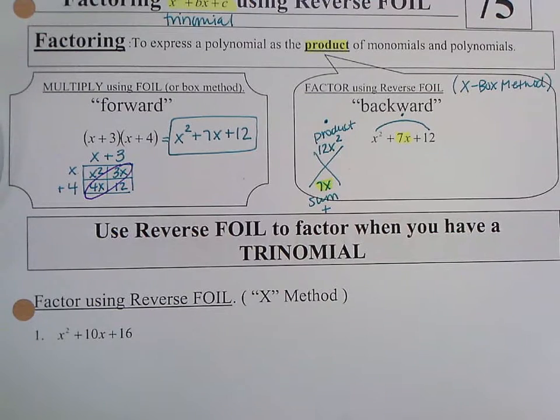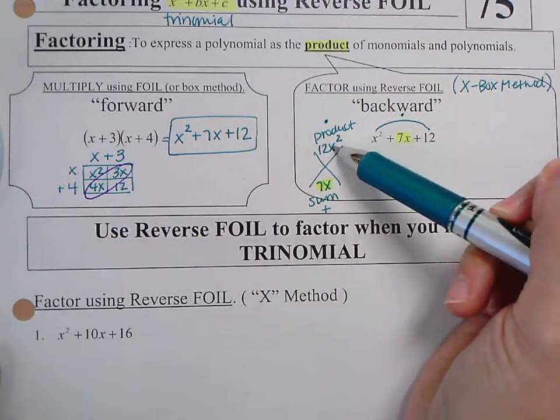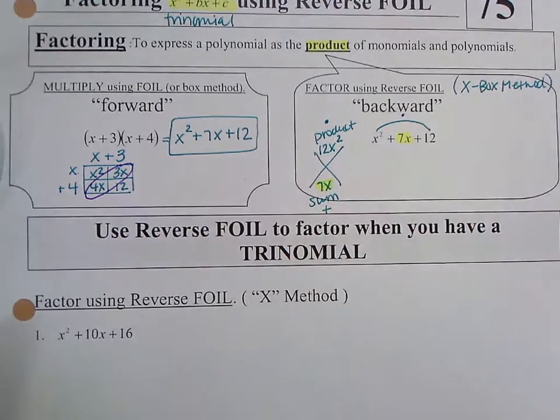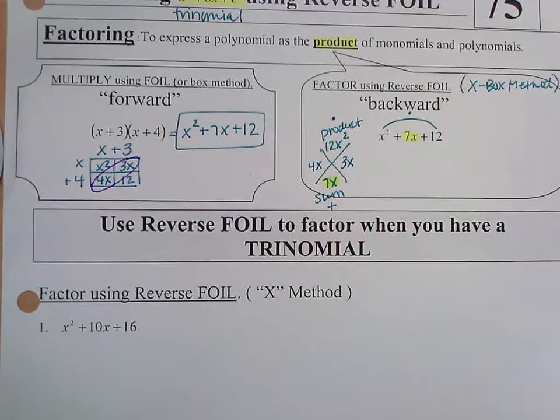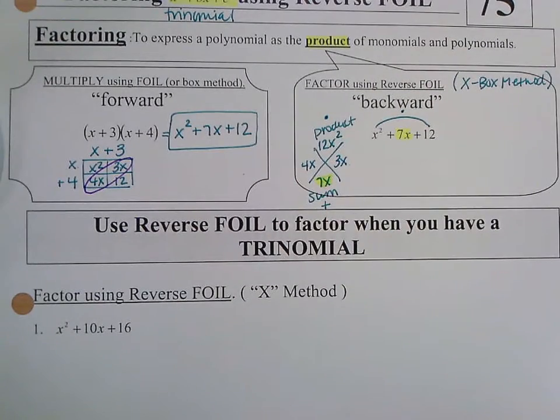Nadia? Yes, 4x and 3x. So 4 and 3: 4 times 3 is 12, 4 plus 3 is 7. And then to multiply to x squared and add with an x, they both need an x. So I'd have a 4x and a 3x here. And whichever one you list first doesn't matter, as long as you have the 4x and the 3x.